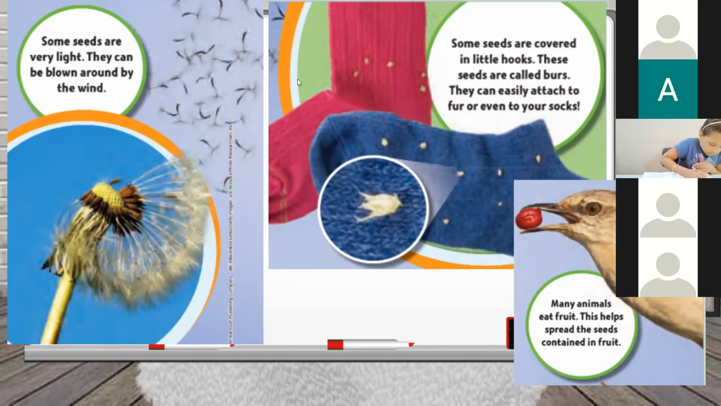Can you tell me what are the ways you think seeds can move from one place to another? How can seeds reproduce new plants in different places? These are just examples.